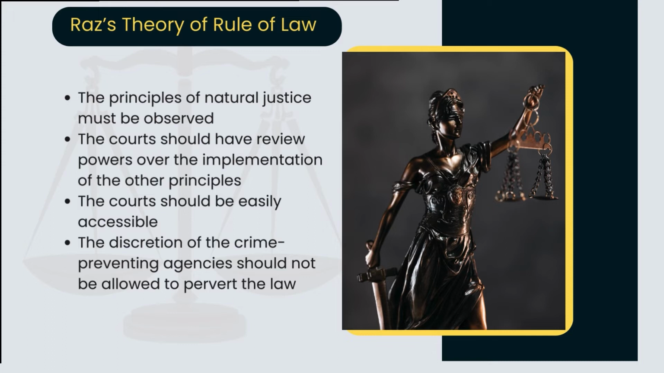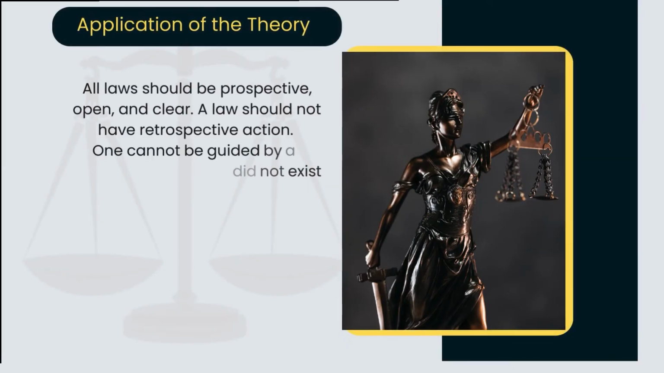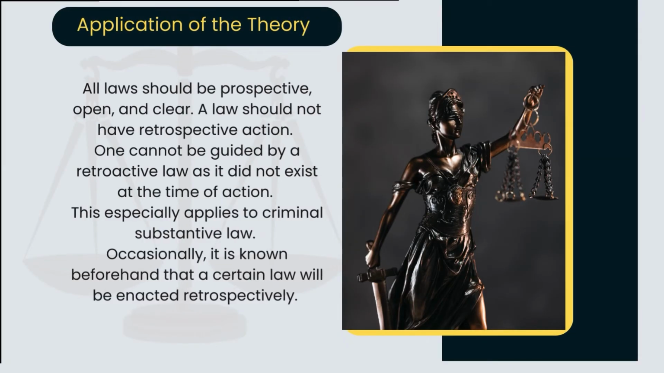The discretion of the crime preventing agencies should not be allowed to pervert the law. Application of the theory: all laws should be prospective, open and clear. A law should not have retrospective action. One cannot be guided by a retroactive law as it did not exist at the time of the action. This specially applies to the criminal substantive law.